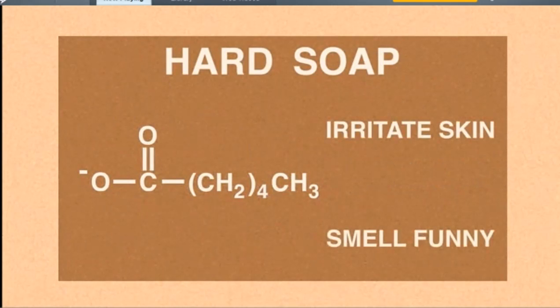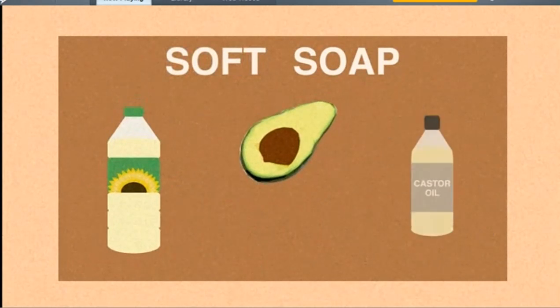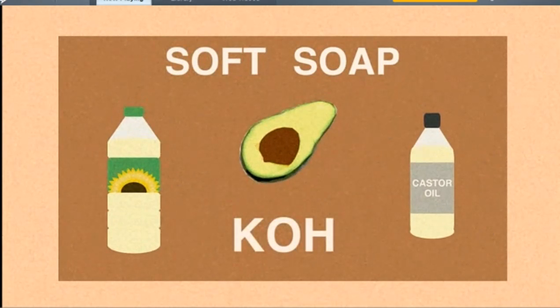Soft soaps use fatty acid esters like avocado oil, sunflower oil, and castor oil to name a few, and are reacted with potassium hydroxide when saponified.